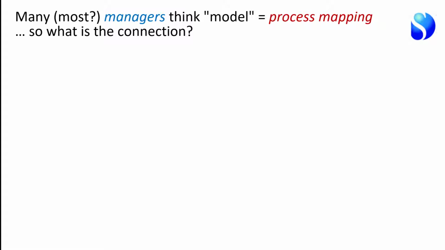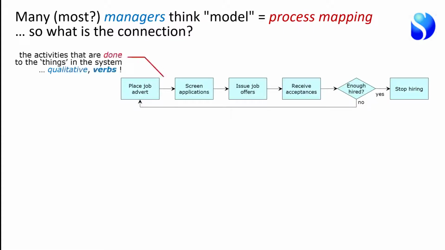Now, many, if not most managers I talk to, when you use the word model, they think you're talking about a process map. And because when we get down to the operational details that a managerial digital twin requires, we'd be looking at processes in some detail, we need to understand what the link is between a process map and a model. So here is a model of an extremely simple hiring process.